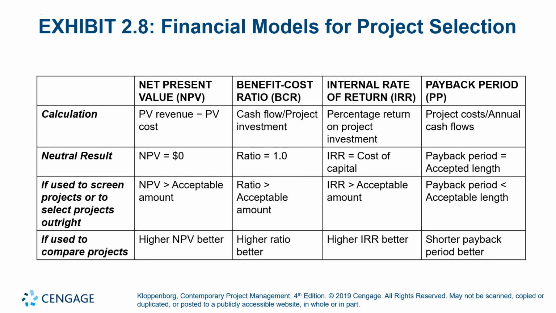We have what's called financial models for project selection. So here, this is just a good grid of NPV, BCR, IRR, and PP, right? It gives you the calculation, the neutral result, if used to screen projects or select the projects outright, and if used to compare projects. So it kind of gives you a grid of what some of the outcomes are when using some of these models.